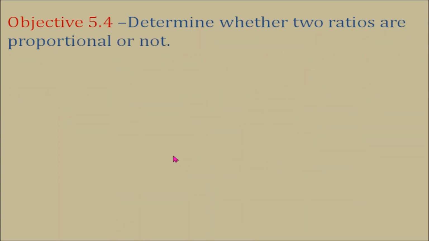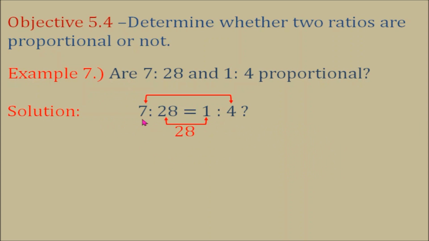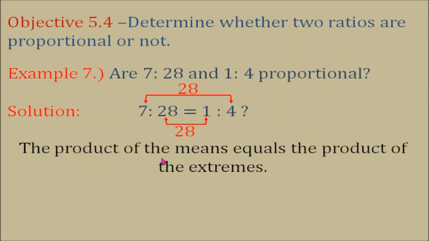Objective number 4. Determine whether two ratios are proportional or not. Example number 7. Are 7:28 and 1:4 proportional? For our solution, we are going to multiply the means, and we will also multiply the extremes. So 28 times 1 equals 28, and then 7 times 4 is also 28. So the product of the means equals the product of the extremes, so this means the two ratios are proportional.